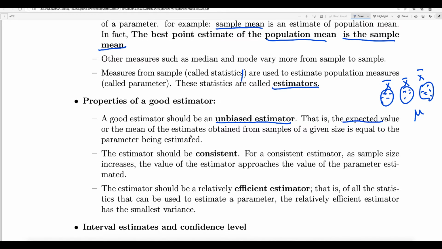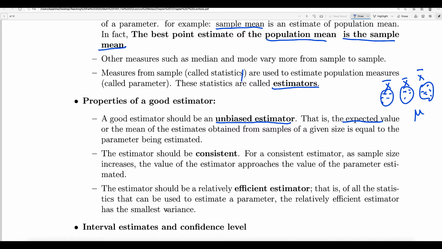The mean of the estimates obtained from samples of a given size is equal to the population parameter being estimated. Next, the estimator should be consistent, meaning that for a consistent estimator, as the sample size increases, the value of the estimator approaches the value of the parameter estimated. If you increase the sample size, the value of the mean you get will approach the value of the population mean. That's why it is consistent.